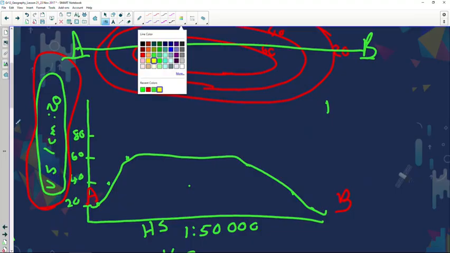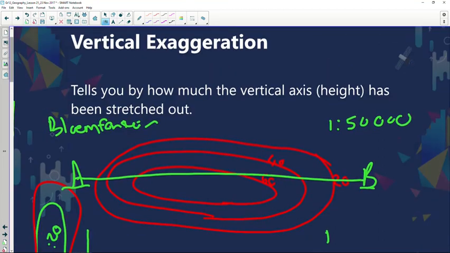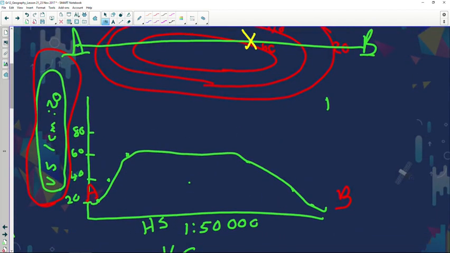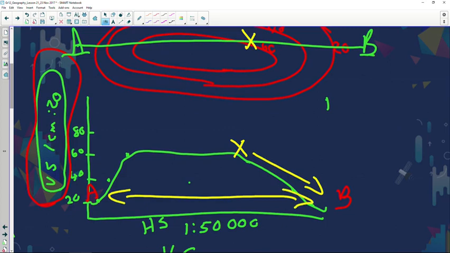Now, the intervisibility will change. Let's say, for instance, I asked the question, if I'm standing at point X and you are standing at point B, will I be able to see you? Here's point X. You go back to your cross section, and X is over there. Yes, I will be able to see you. But there will be no intervisibility between point A and point B, because there's a structural landform in between the two of us.